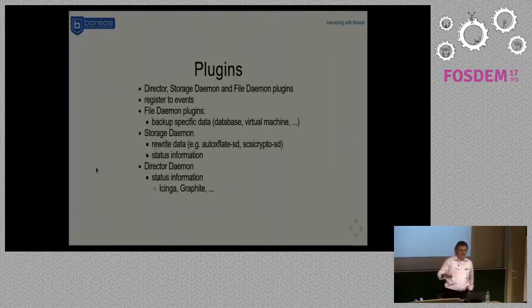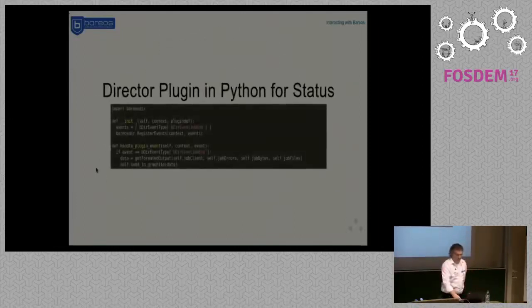Plugins on the storage daemon are normally made to rewrite data, like on-the-fly compressed data that's coming in. Normally this is done on the client, but if your client is not that powerful but your storage server is, then you can also do the compression there, or SCSI crypto to use crypto tapes. For the director, if you write a plugin there, you normally do this to retrieve some status information. And the shortest possible plugin is something like this.